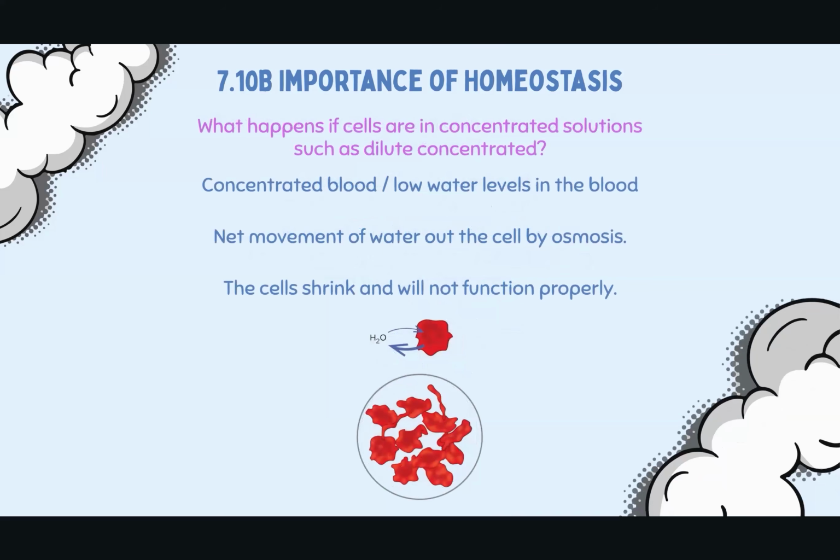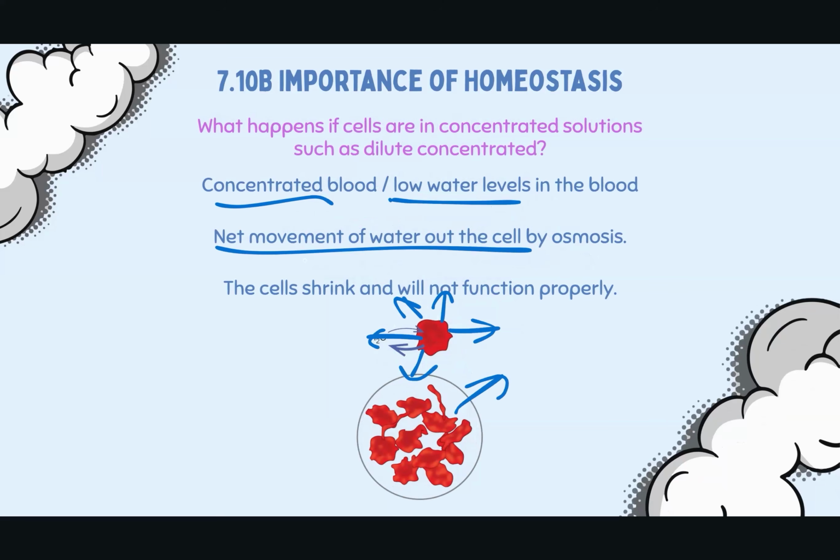Now, what happens if the blood has low water levels, or is concentrated blood? Then most of the water is going to come straight out. And that is a problem. That can lead to the cells shrinking and not functioning properly. So if someone wants to have good skin, better than any cream, drink lots of water.